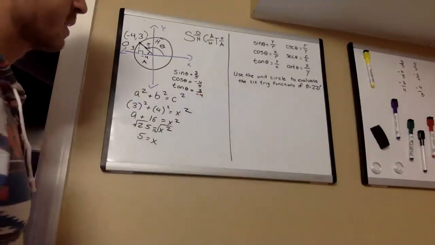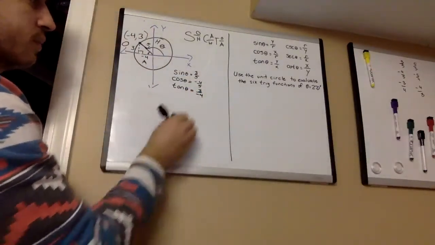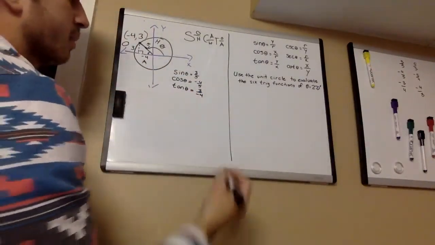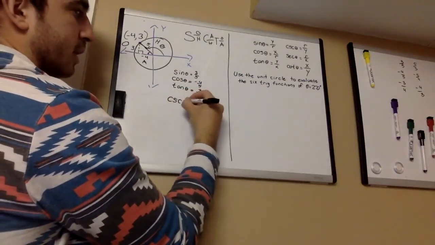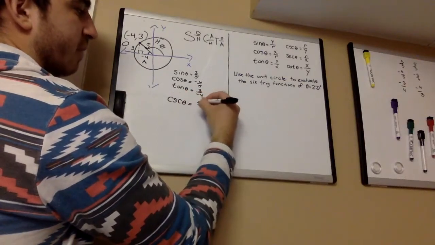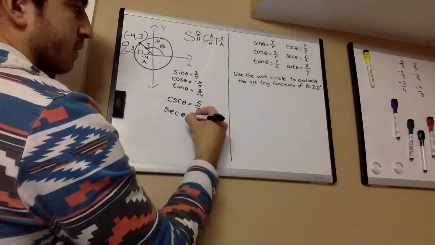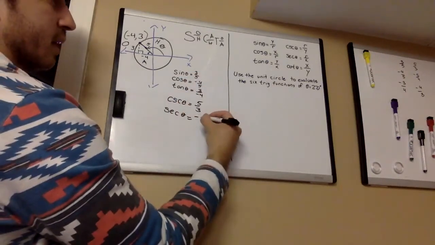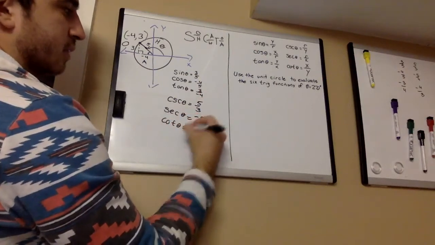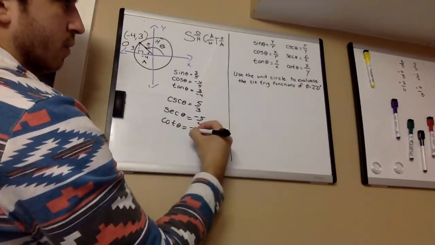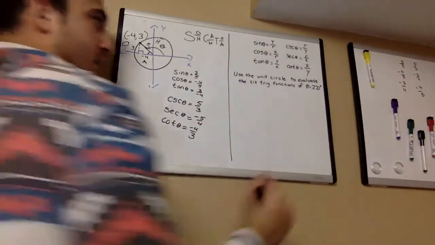And then as we discussed in our earlier homework, all we need to do to find the other ones is just take the reciprocals. So the reciprocal of sine is cosecant. So cosecant theta, taking the reciprocal, will be 5/3. Secant theta is the reciprocal of cosine, so just flip it, -5/4. And then cotangent theta is the reciprocal of tan, so it'll be -4/3. So those are how you get the six trig functions.